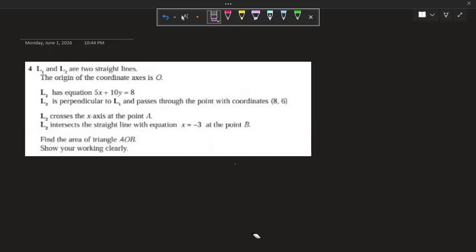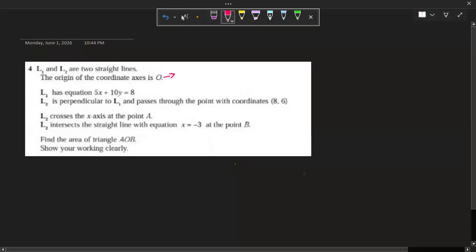I got this question to solve, and this question is taken from Edexcel IGCSE O levels, right? So this question is saying that L1 and L2 are two straight lines. The origin of the coordinate axes is O. That means the origin is 0, comma 0. The x-axis and the y-axis are intersecting at point O, which is 0, comma 0.